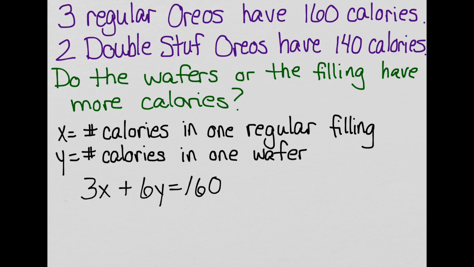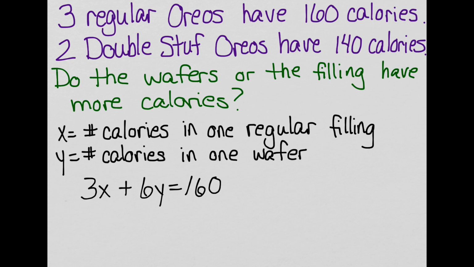Okay, so then for the double stuffed Oreos, I only have 2 of those cookies. That means that I have twice as many fillings. So it'd be like I have 4 regular amounts of filling. Does that make sense? They're double stuffed.